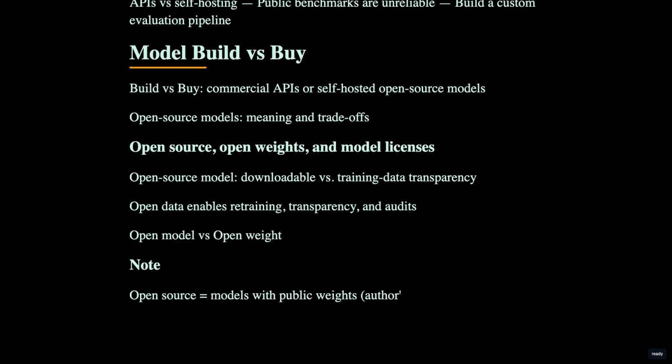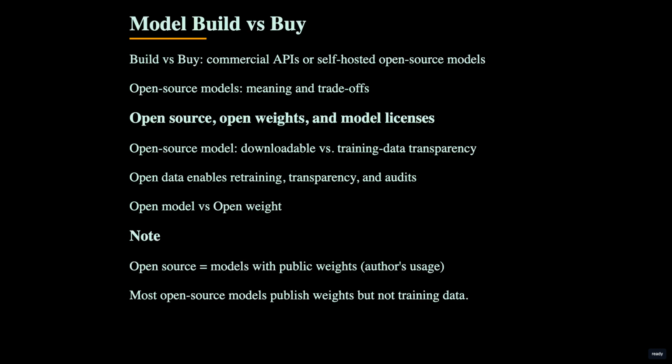Some people reserve the term open source for models that are fully open, including training data and licenses. For clarity and simplicity in this book, I use open source to mean any model whose weights are publicly released, even if the training data or license details are not. At present, the majority of open source models only release model weights, while keeping their training data private. Developers often do this to avoid public scrutiny or legal exposure, but the trade-off is reduced transparency and harder auditing of what the model learned.